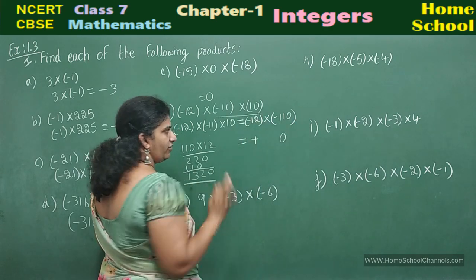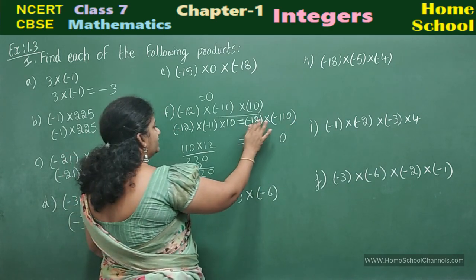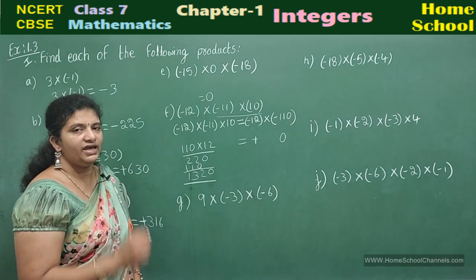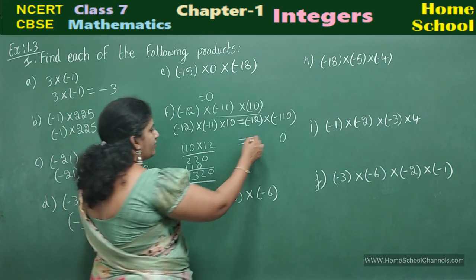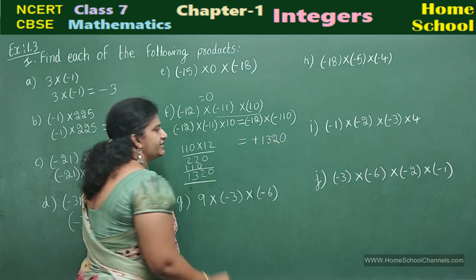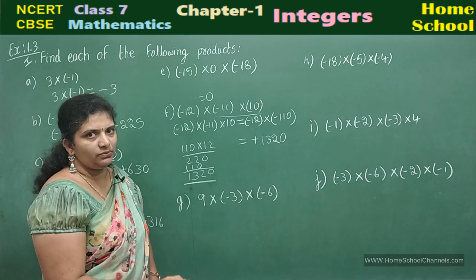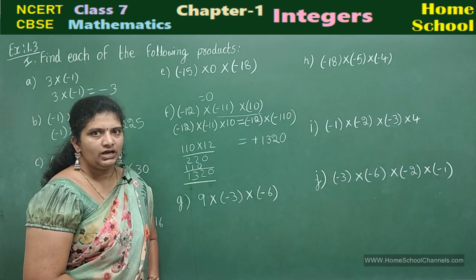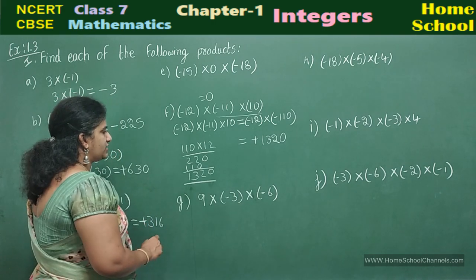So 0 I have written already. Then 12 11s. What is 12 11s? It will be 132. So write here 132. Total your answer is plus 1320, the product of these three integers. Okay. Let's move to the next one.